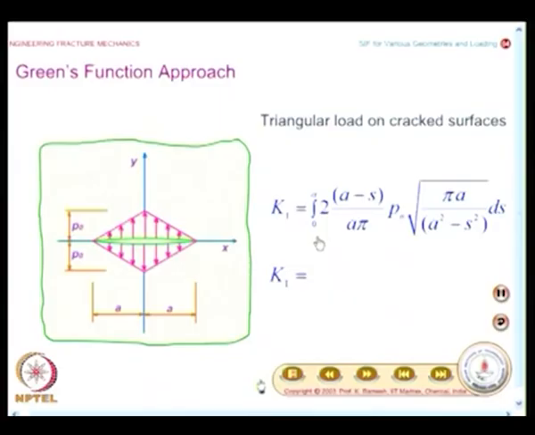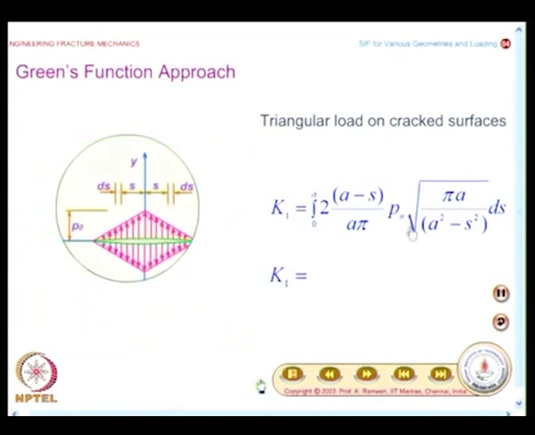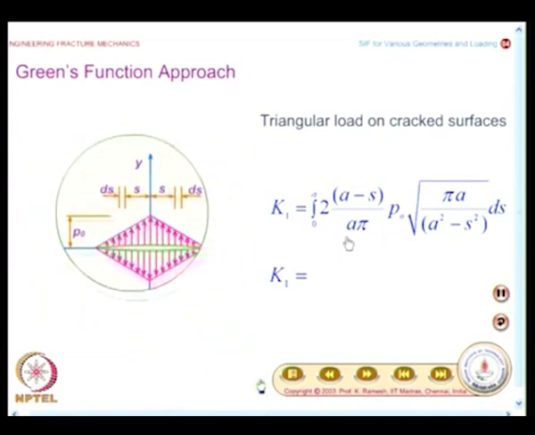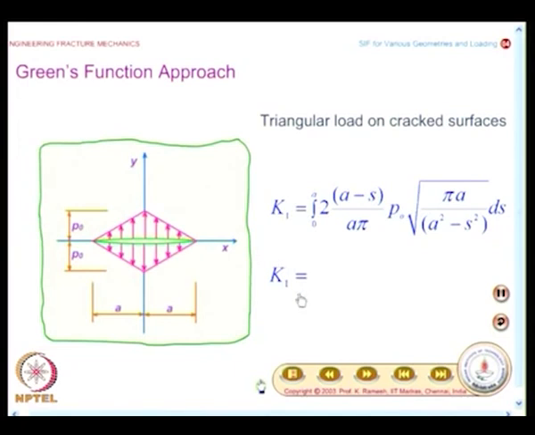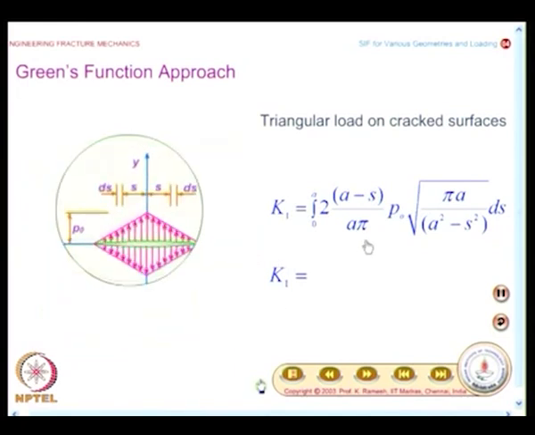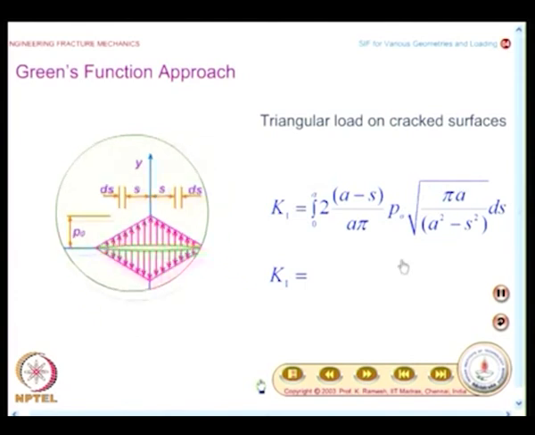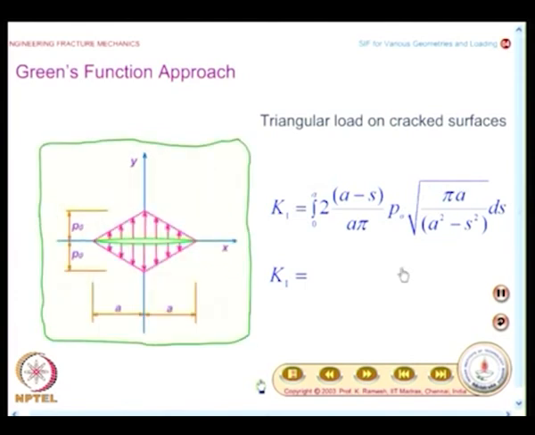Right now what I want you to do is, when I have this expression for K1, simplify it and then see what is the integral that you will have to evaluate. Only if I know the value of that integral, I would be able to find out what the value of K1 is. So, I would like you to look at that as one exercise. Another exercise is, I am not having a triangular variation of the pressure, but I have constant pressure. That is also an important problem.